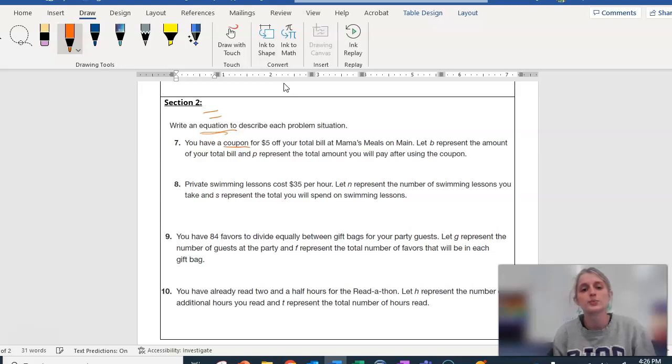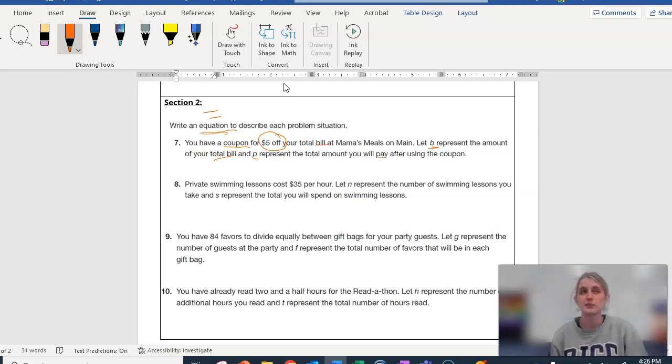You have a coupon. A coupon is like money off, money that you don't have to pay, for $5 off your total bill at Mama's Meals on Main. Here we're defining a variable. That's what this "let" and then letter is. You're basically saying B equals the amount of money in your total bill. Probably they picked B because bill starts with a B, but you really can define any letter so long as you tell me what it's actually going to mean in the context of this problem. So we have B, that's our variable, for our total bill. And then we also have a second variable, P, that's going to represent the amount you will pay.